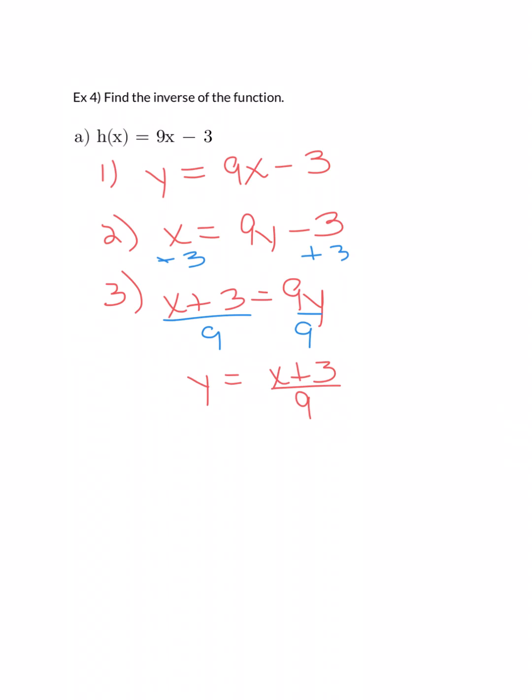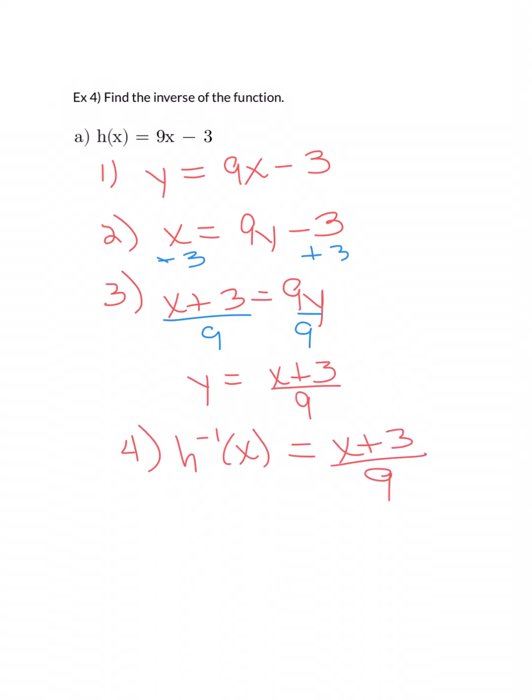Now that we have solved that equation for y, we go to step 4: take the letter y out, and replace it with the name, but have the negative 1 exponent on it. So it will become h of negative 1, the inverse function for h, equals x plus 3 divided by 9.